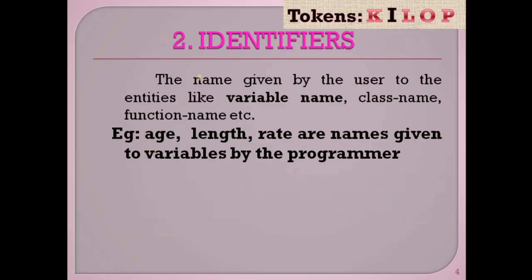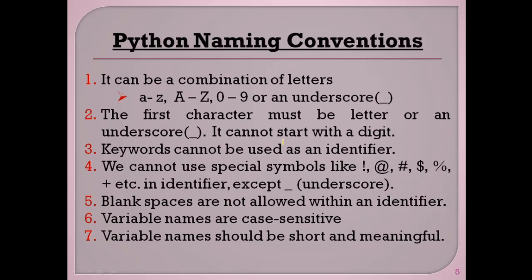Then the next one is identifiers. The names given by the user to entities like variable name, class name, function name, etc. are called identifiers. The names given by a programmer to different parts of a program are called identifiers. Examples are age, length, rate. All these are names given to variables by the programmer. Such names are called identifiers. Identifiers are used to identify the different parts of a program.